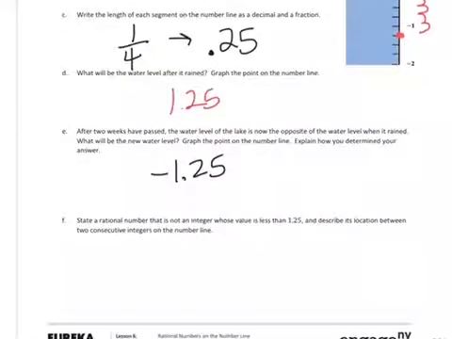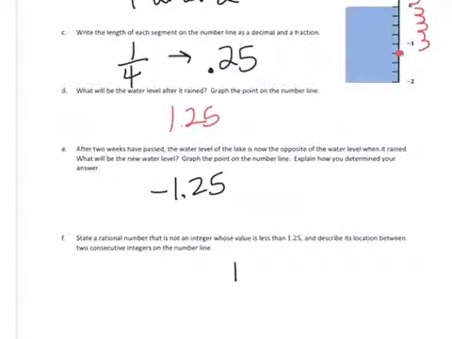So letter F says, state a rational number that is not an integer whose value is less than 1.25 and describe its location between 2 consecutive integers on the number line. So it says, give a number that's not an integer whose value is less than 1.25. So if I'm going lower than 1.25, but it can't be 1, I can give the number 1.1. So we know that's 1/10 or 10 hundredths, which is going to be less than 1.25, and that still falls between the numbers 1 and 2 on the number line.